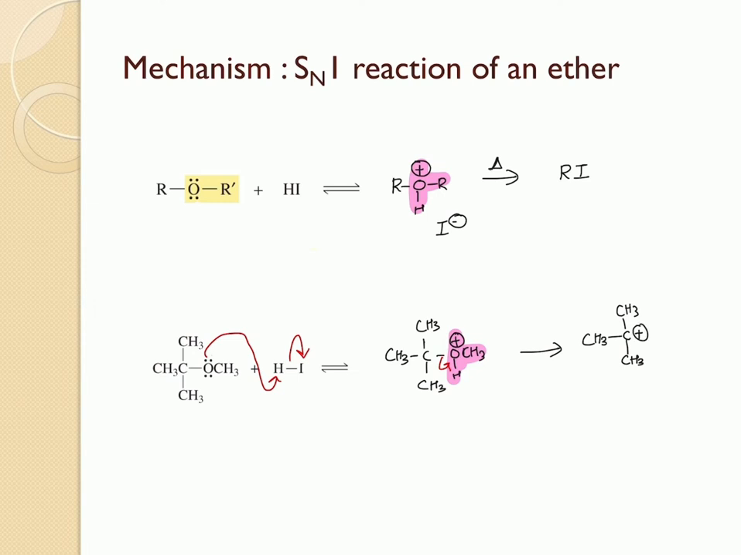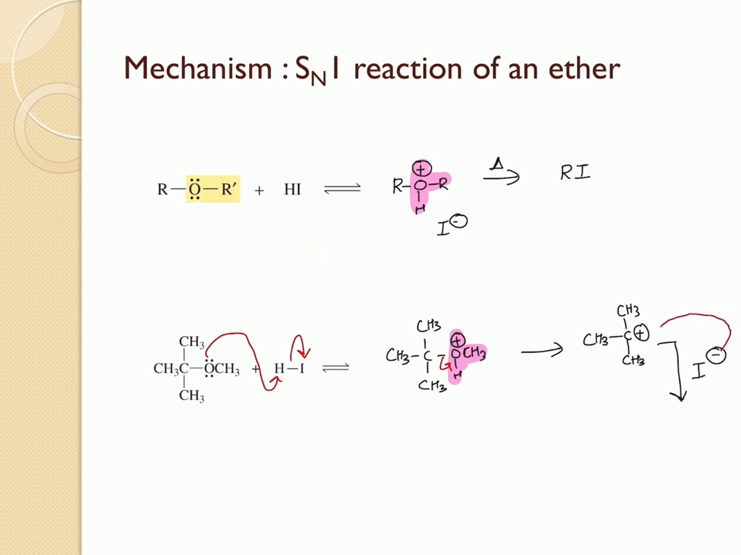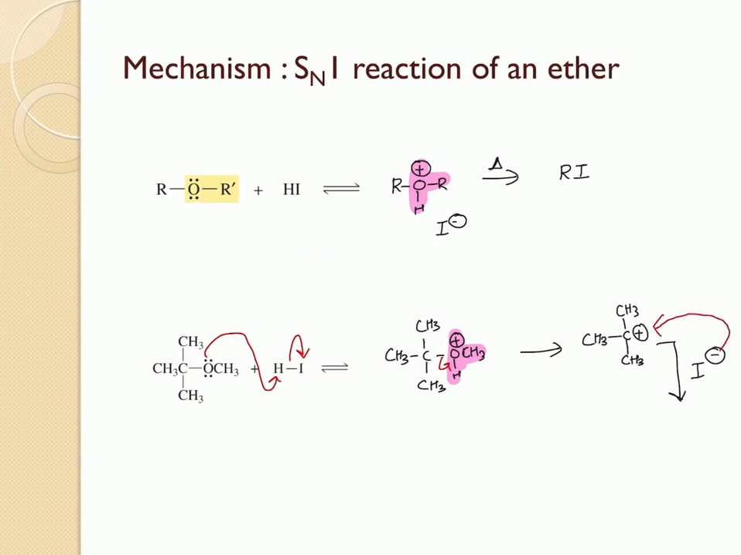And in the next step, the I minus can act as a nucleophile, attacking the carbocation, thereby forming the product. So this is basically an SN1 reaction, right? In an SN1 reaction, in the first step the carbocation is formed, and in the second step the nucleophile makes an attack on the carbocation to form a product.